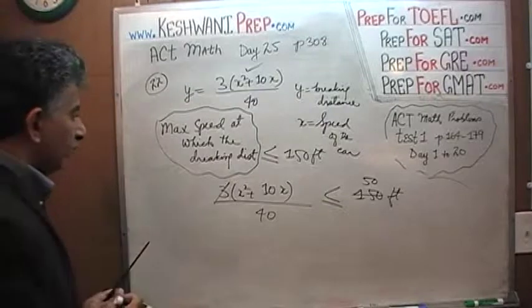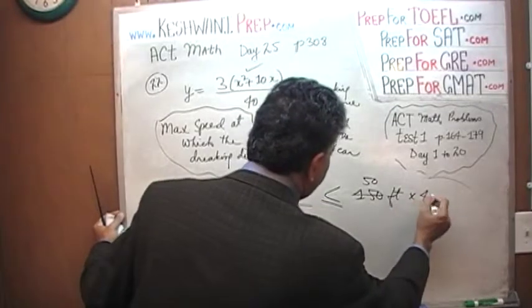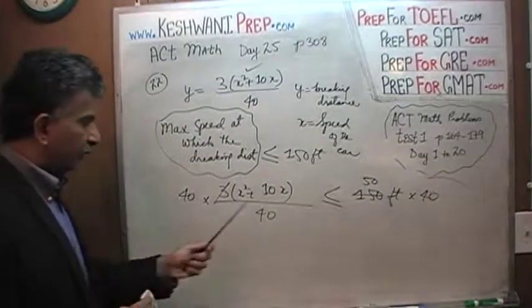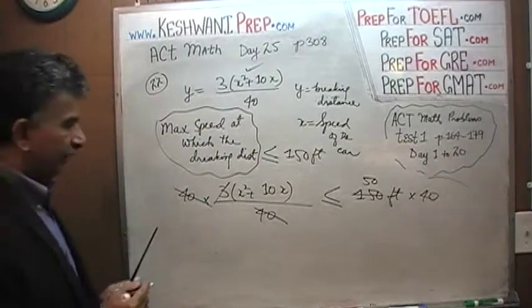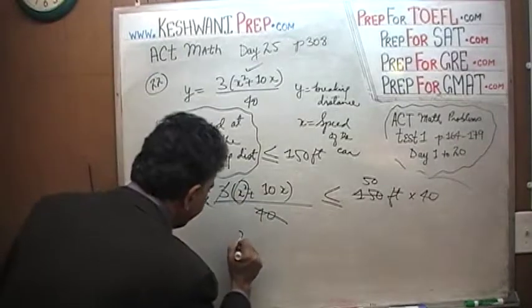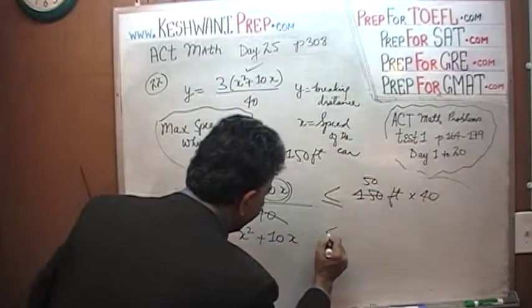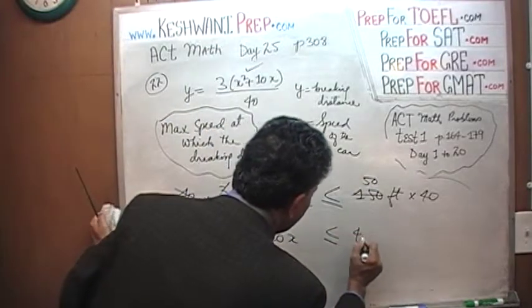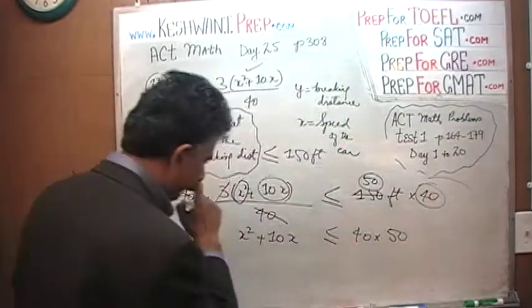Let's continue. Now let's multiply both sides by 40. If you multiply both sides by 40, this 40 will cancel out with that 40. And what are we left with? We are left with x squared plus 10x has to be less than or equal to 40 times 50. 50 times 40 or 40 times 50.